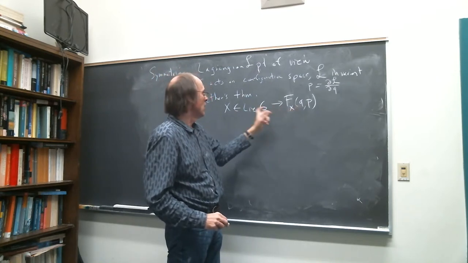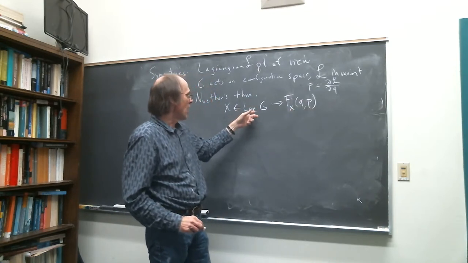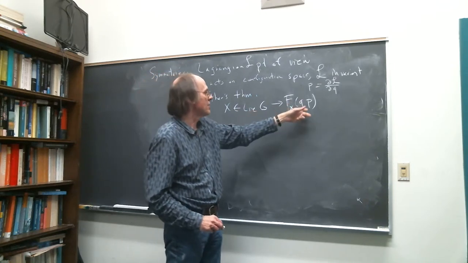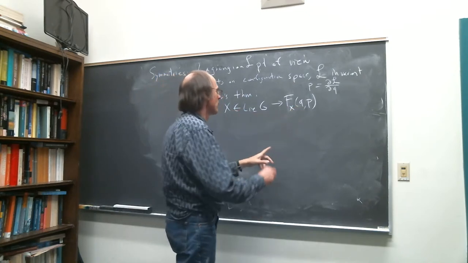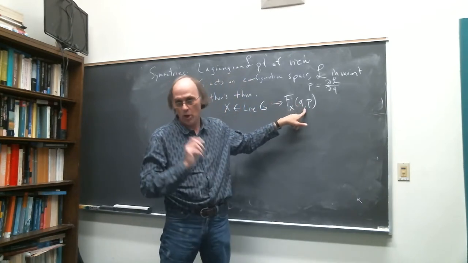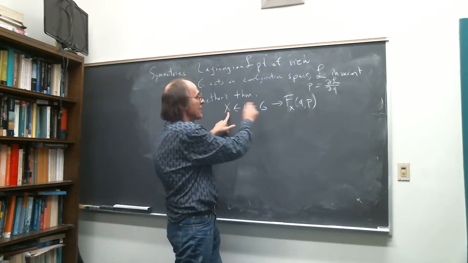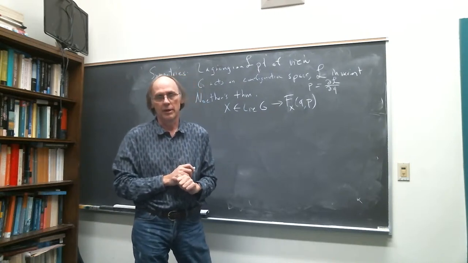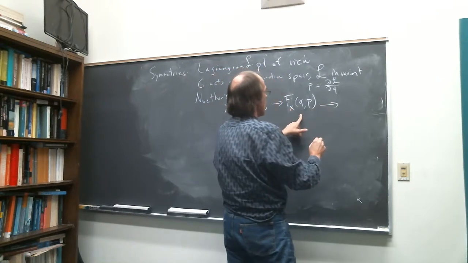the Poisson bracket relations of these guys are the same as the relations of Lie G. And it tells you two things. It tells you that this guy Poisson commutes with the Hamiltonian, so it's a conserved quantity. And it also tells you that for the different X's, these guys have the Poisson bracket relations of the Lie algebra. Okay, and then what you do is you use canonical quantization.